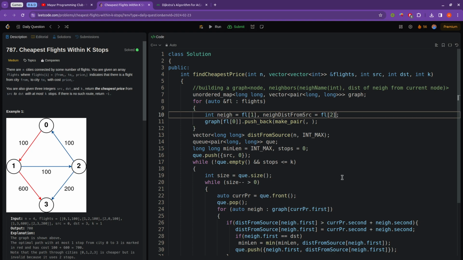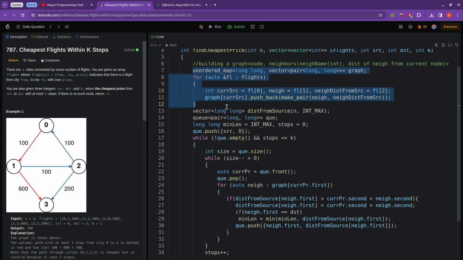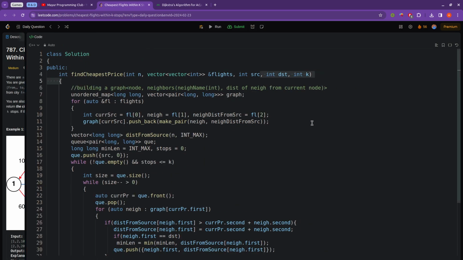I guess I copied one extra bracket here, so it doesn't really matter, we fixed it. And neighbor distance from source. Source, if you may ask, is required here, so this is your source, or let's say current source. Okay, so I guess till now you are able to understand. Moving forward, this is the distance from source. By source I mean this source that is given to you in the input of this particular function.